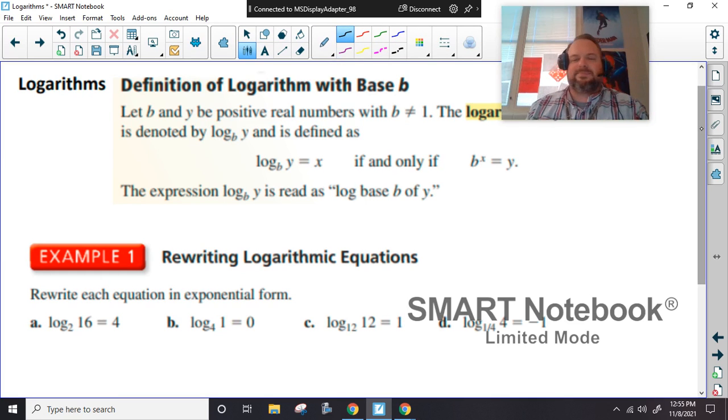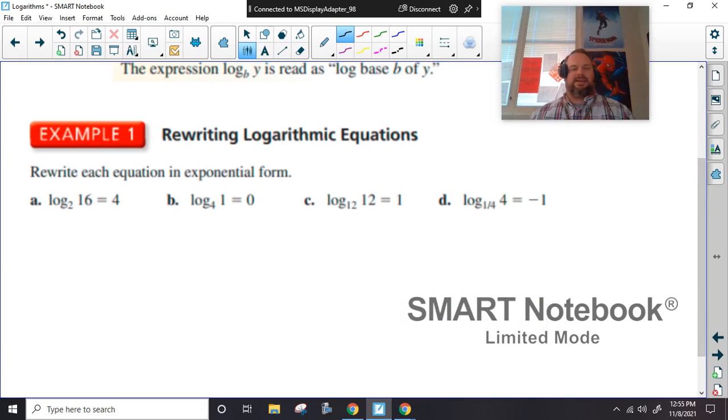Okay, so if we're taking these log statements and we're rewriting them in exponential form, this is how easy it is. We take this little number right here, this itty bitty 2, and now it's a big 2. All right. And we say 2 to this power, so 2 to the 4th, is whatever this is, 16. And that's all we have to do.